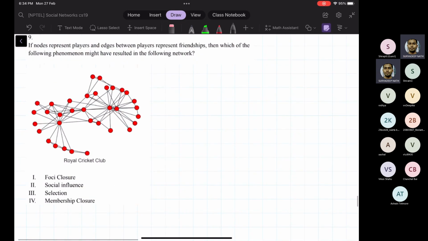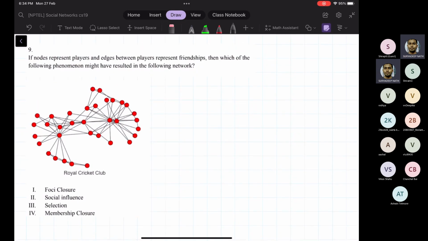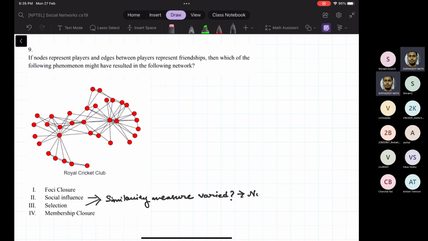Okay, coming to question 9. If the nodes in this graph represent players and edges between players represent friendship, which of the following phenomena might have resulted in the following network? So you have this cricket club network, and four options: foci closure, social influence, selection, and membership closure. We cannot tell about social influence or selection because we need to understand how the similarity measure varied. We do not have data on this, so we cannot comment on whether this is social influence or selection. We would have needed this similarity measure data.